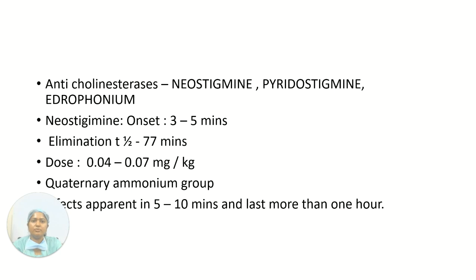The acetylcholinesterase inhibitors which we use are neostigmine, pyridostigmine and edrophonium. Neostigmine is the commonly used compound, and the onset of its action is 3 to 5 minutes. Elimination half-life is 77 minutes. The dose is 0.04 to 0.07 milligram per kg. It's a quaternary ammonium compound, and its action is seen in 5 to 10 minutes and lasts for more than 1 hour.